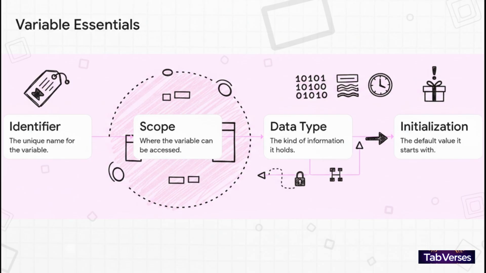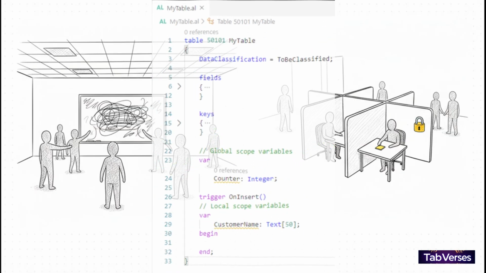So let's break down what scope means first. Scope is all about who can see and use your variable. A global variable is like a big public whiteboard in an office. Anyone can walk up and change it, which, as you can imagine, can get messy and cause problems. A local variable, though, is like a personal sticky note on your own monitor. It's private, it's safe, and it's almost always the recommended way to go.